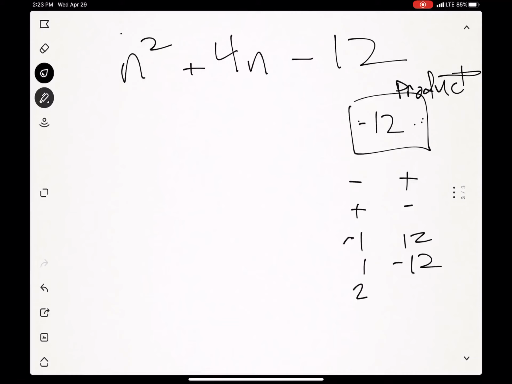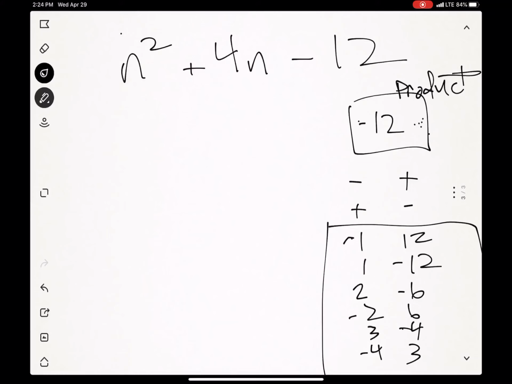And then I've got 2 and negative 6, or negative 2 and 6, okay? Both of those will equal negative 12. And then finally I've got 3 and negative 4, and then negative 3 and 4, okay? Those are all of the factors that would give me negative 12. Now, what I have to do is see which of these factor pairs will add up to positive 4.